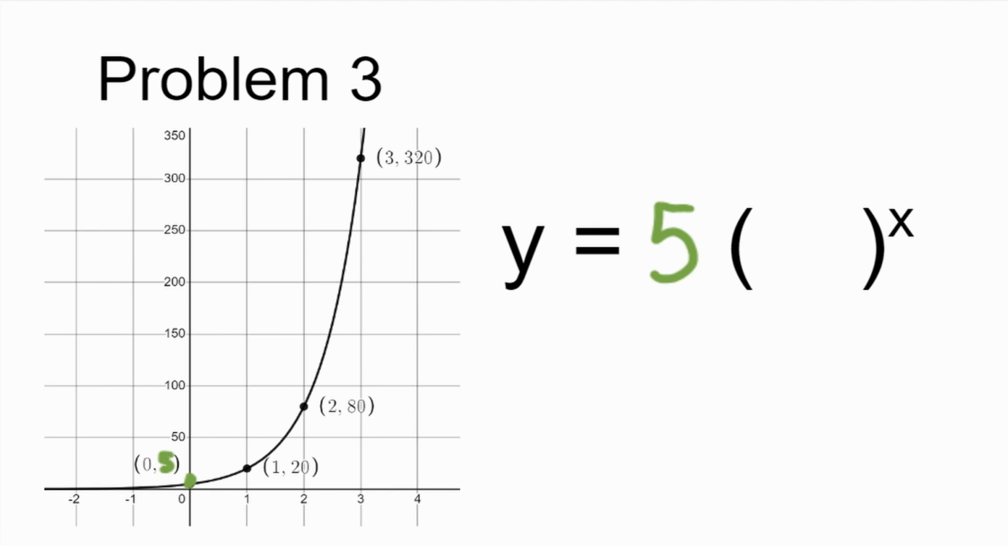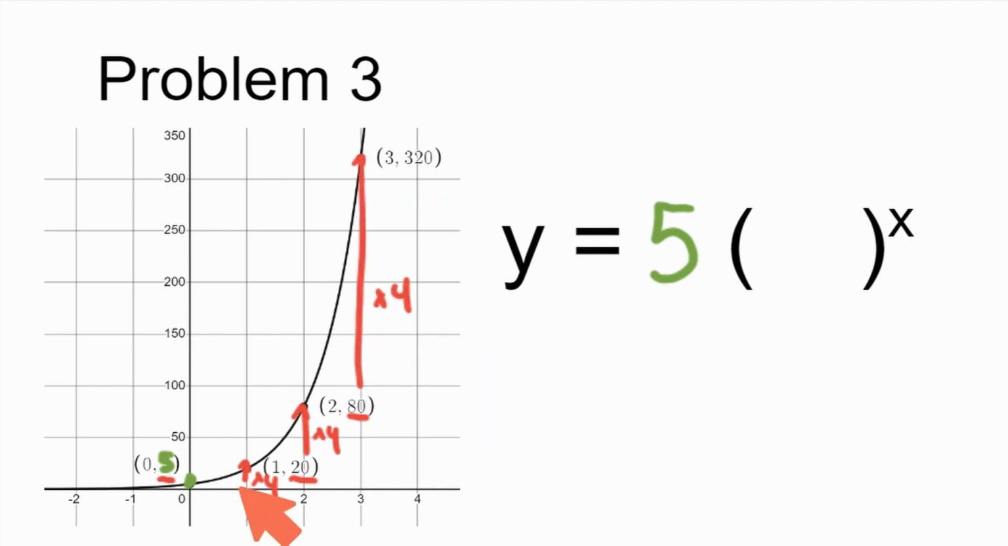What's the growth factor for this table? As I move forward, how do I go from a height of 5 to a height of 20? That's going to be times 4. Does this pattern work for the next point? How do I go from height 20 to height 80? That's also going to be times 4. And for our last point, from 80 to 320, that's also going to be a change of times 4.